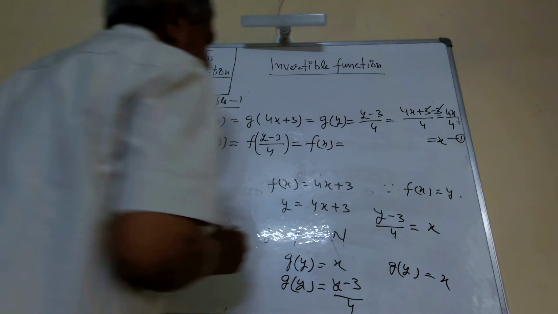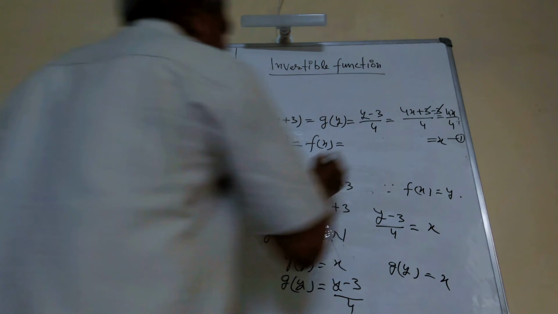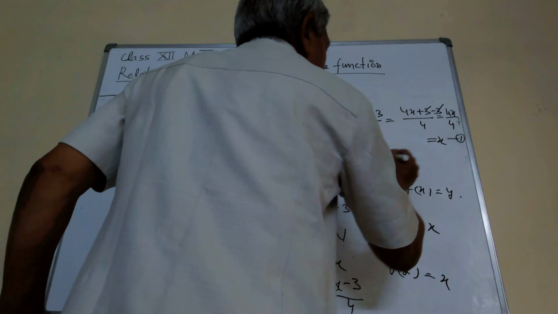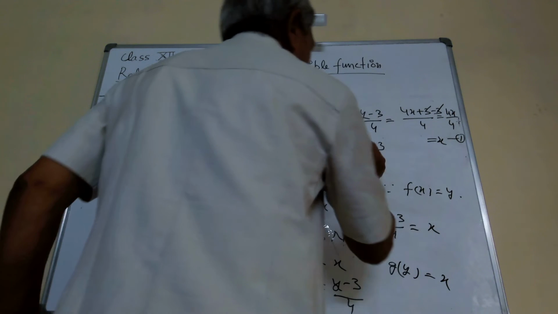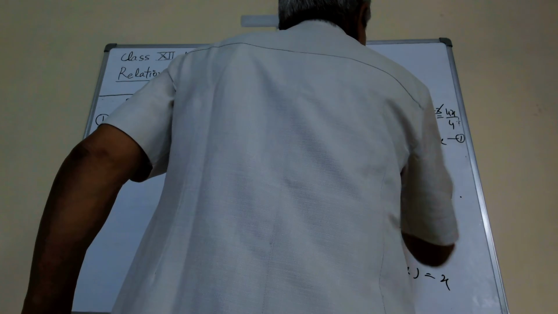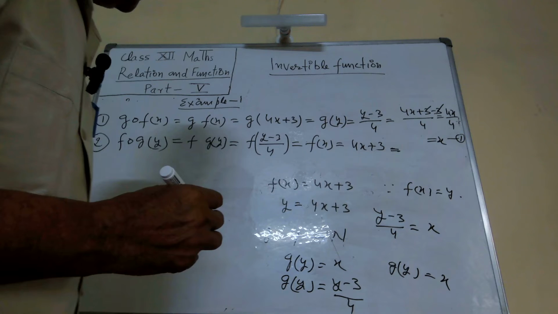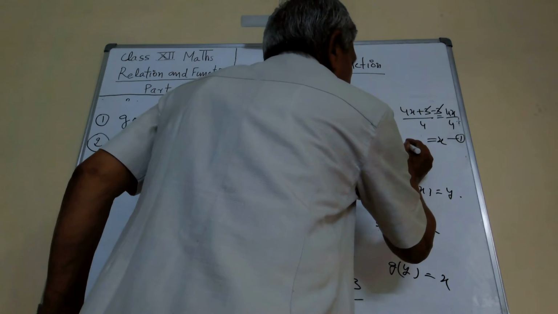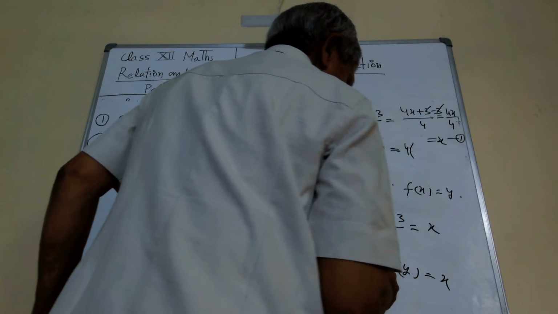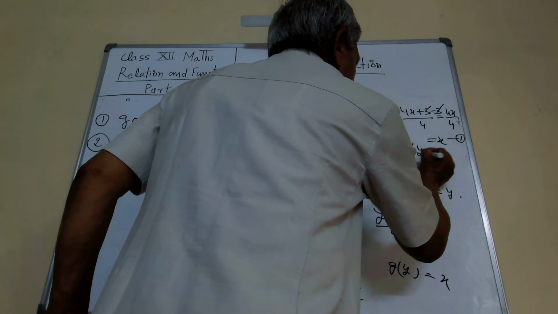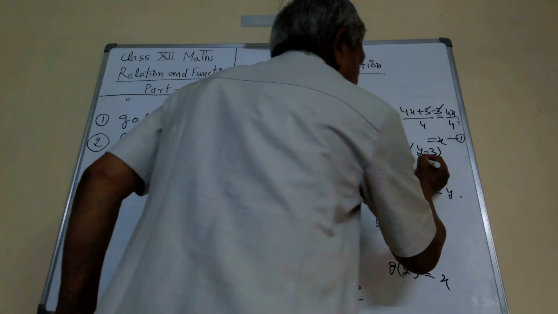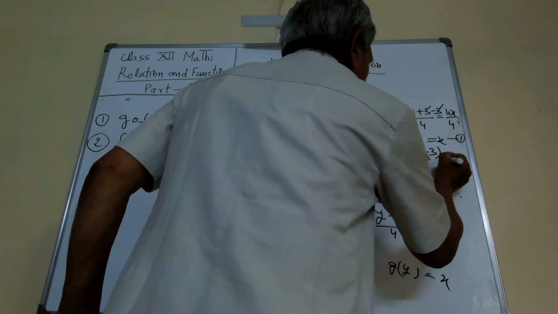And what is the value of f(x)? 4x plus 3. And by putting the value of x here, what is the value of x? This is the value of x: 4 times y minus 3 upon 4, plus 3.